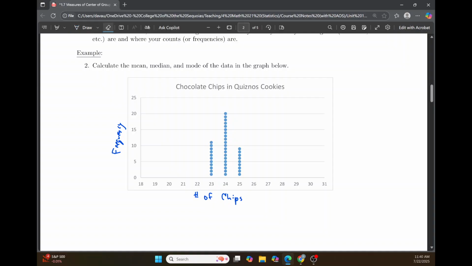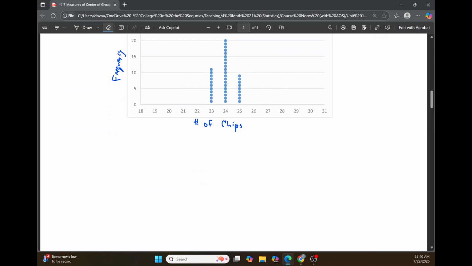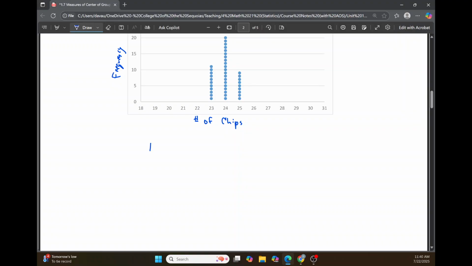Okay, we're asked to compute the mean, median, and mode of this data. Well, the mode is pretty clear, right? It's going to be 24. That was the number of chocolate chips that occurred most frequently. Most of the cookies had 24 chocolate chips in them. So the mode is 24. So far, so good.